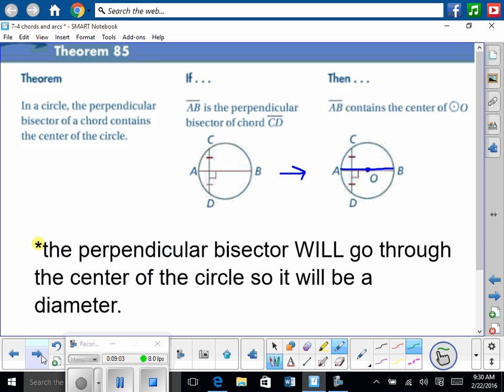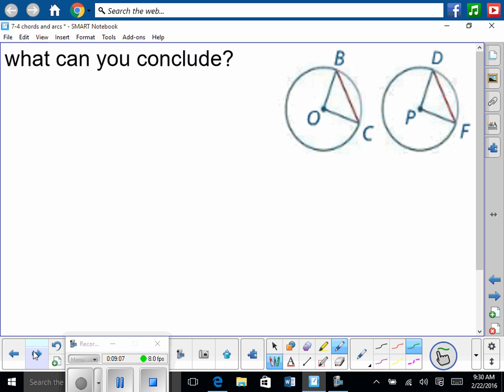Okay. Because that's how they go hand in hand. Okay, so let's answer these questions real quick. So everybody look up here with me. It says, what can you conclude given this picture? So hopefully you can kind of see a couple things about this.